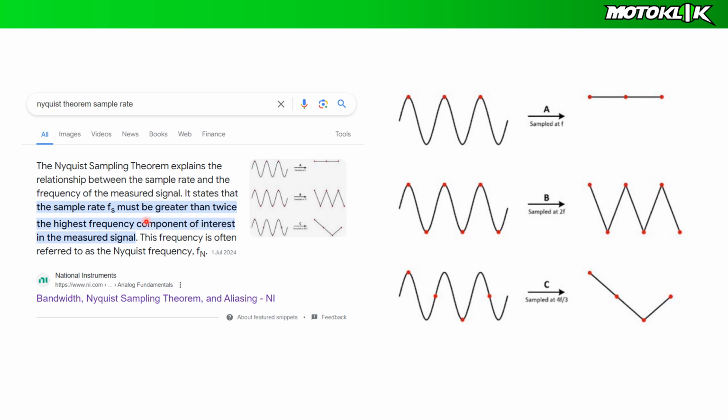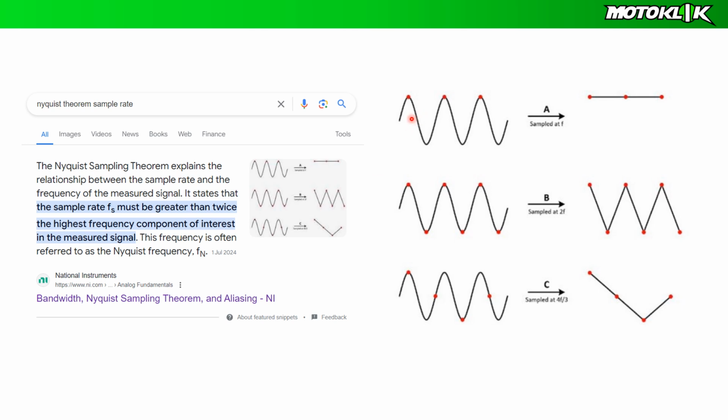Well, there's a theorem out there called the Nyquist theorem, and if you put this into Google, there's a really nice article that comes up from National Instruments about sampling. And basically what the Nyquist theorem says is that in order to measure a frequency, you have to sample at twice that frequency in order not to lose any information. So they have three examples here.